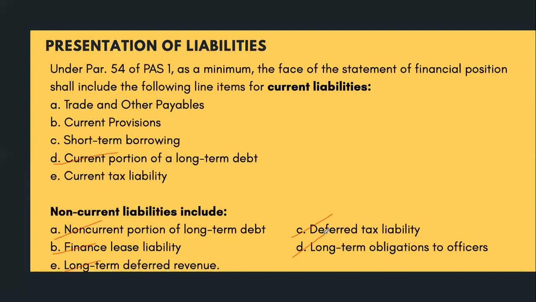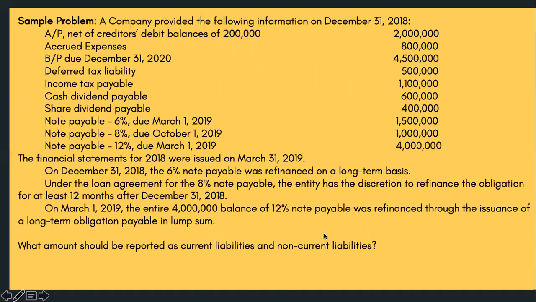Okay, so that is how you are going to present the liabilities in the statement of financial position. Let's have a sample problem. The question is, what amount should be reported as current liabilities and non-current liabilities? So let's apply what we discussed. A company provided the following information on December 31, 2018. This is your reporting date, di ba? At the reporting date, the end of the period.